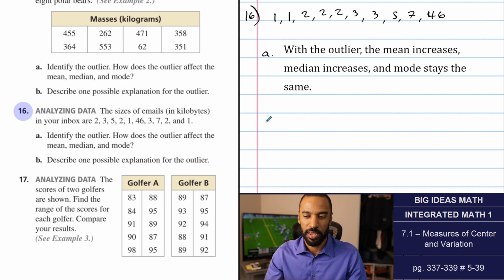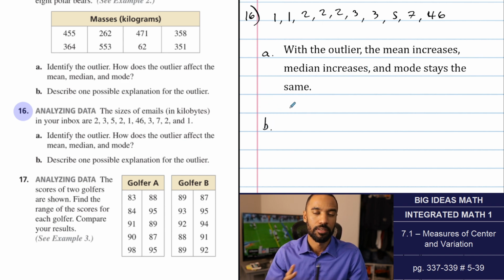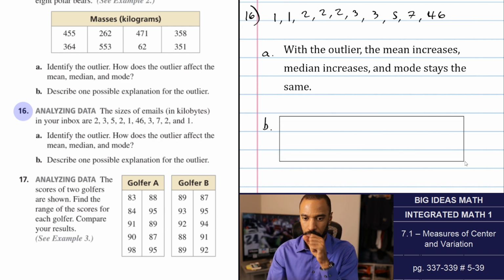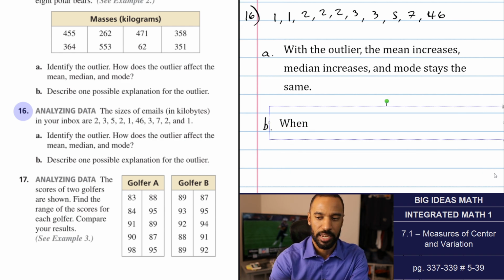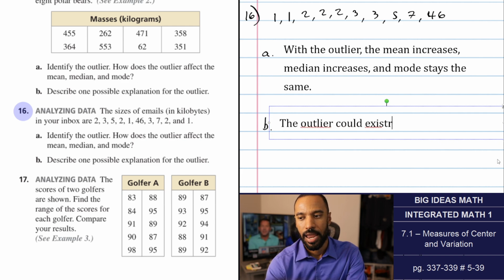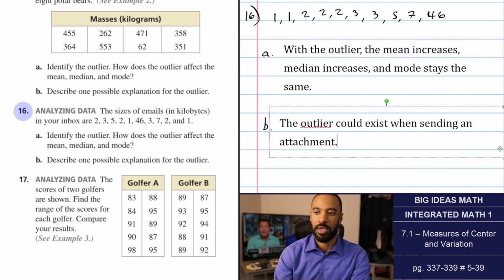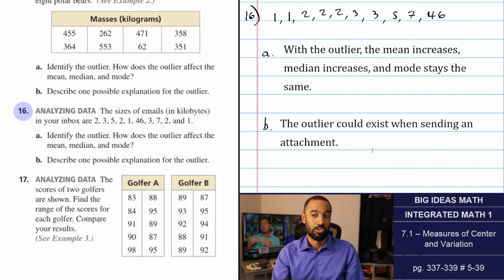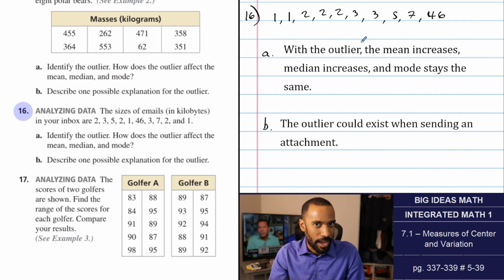Why do my emails ever get that big? You're sending attachments. You're sending files. There are files that are going in your email. So when sending an attachment, the outlier could exist. Now the thing is, generally there are a lot of email servers that limit your attachment sending to about 25.